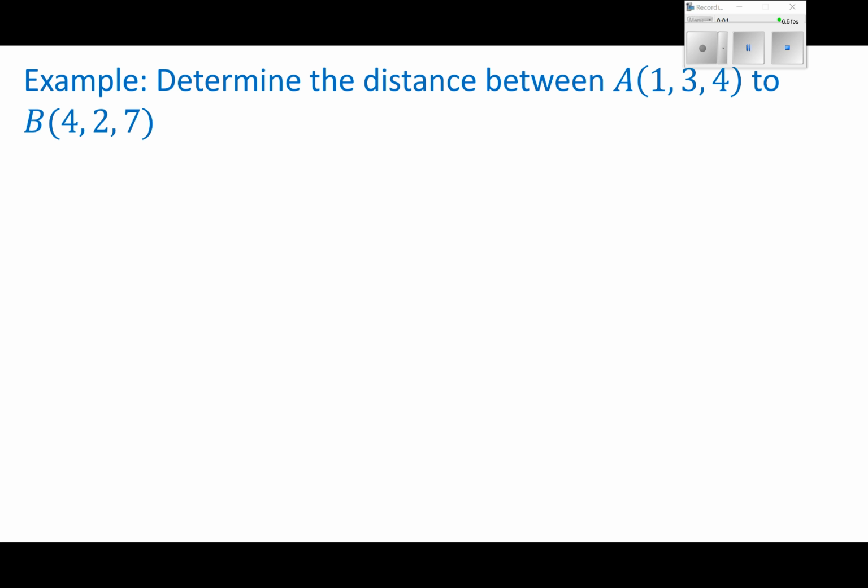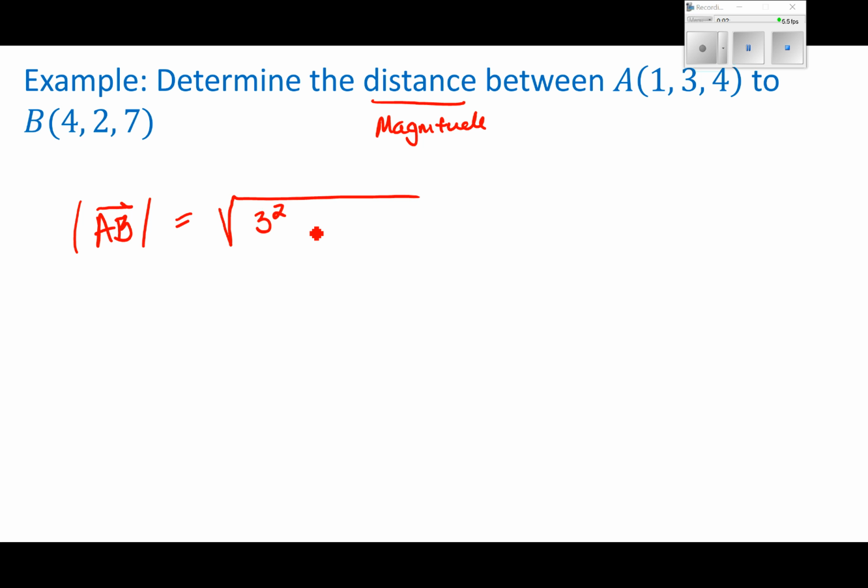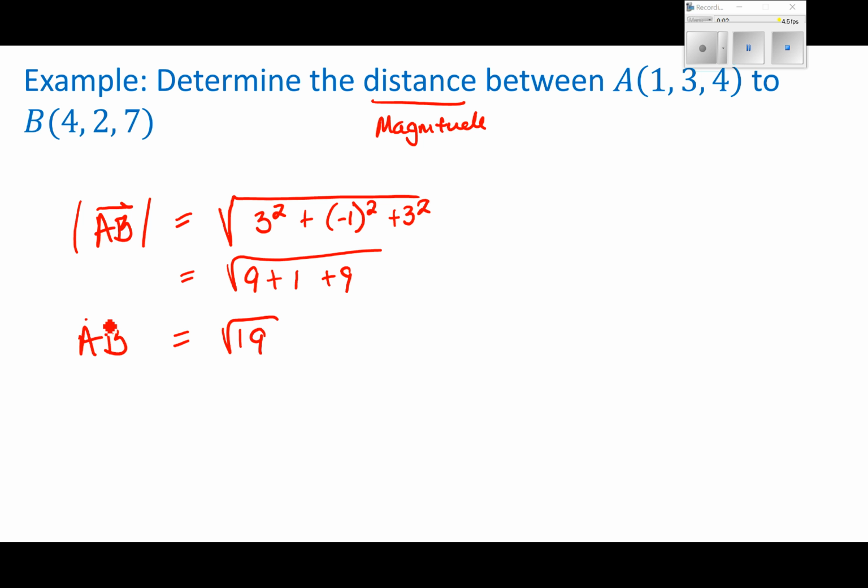If I wanted to find the distance between these 2 points, again, distance is magnitude. So I'm trying to find the magnitude of AB. I'm going to look at it as 3 squared plus negative 1 squared plus 3 squared. This becomes the square root of 9 plus 1 plus 9, which is just the square root of 19. So the distance between these 2 points is the square root of 19.